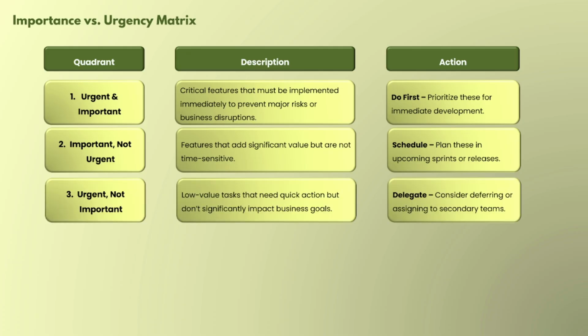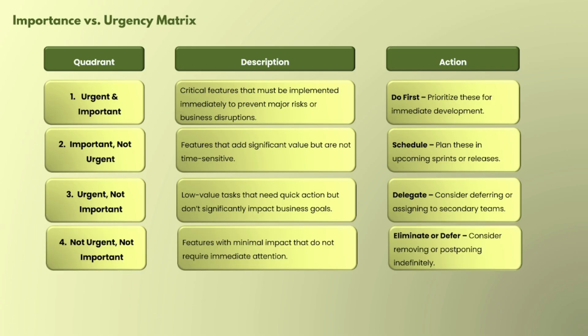So third is urgent but not important. Well, these are low-value tasks that need quick action but don't have a significant impact on business goals. So the action we categorize for these is delegate, consider deferring, or assign to a secondary team. We will see what kind of urgent but not important things there are, with an example.